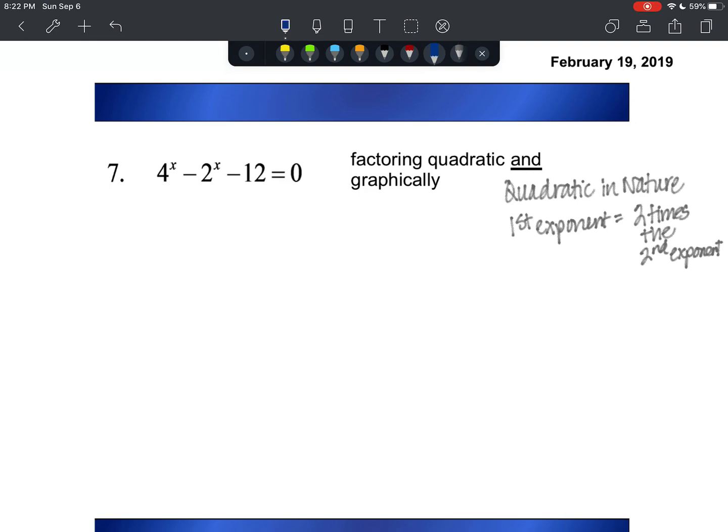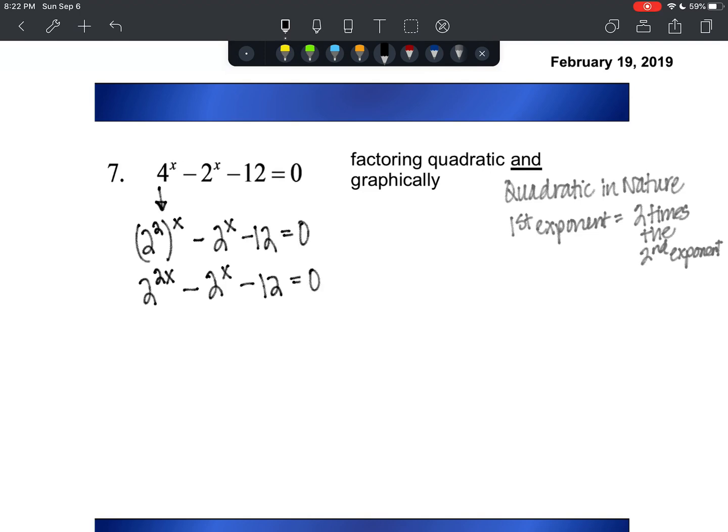So let's see if we can manipulate this equation so that we can make a little more sense of it. When you're used to seeing those exponents on those exponent quizzes that we talked about in the past, you see 4 as 2 squared. So I've got 2 squared raised to the x power minus 2 to the x minus 12 equals 0. I'm going to use my power to a power rule. 2 to the 2x minus 2 to the x minus 12 equals 0. And then we're going to factor this into 2 binomials.